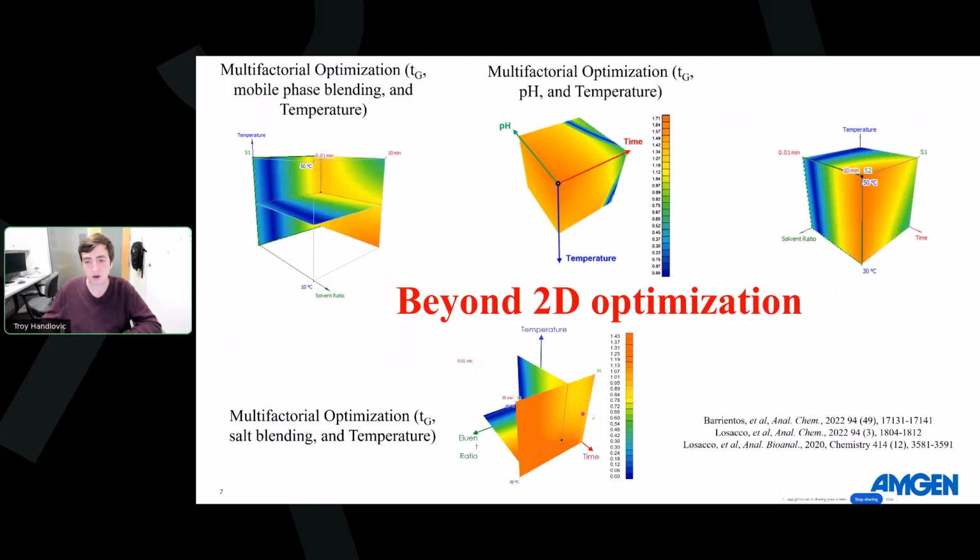You can go past 2D optimization, so we could add temperature, time, and pH, for example, or temperature, time, and solvent ratios. This requires more than those 9 experiments, but it does allow you to do simultaneous optimization of multiple parameters. And if you're interested in that, our group lead Imad and his co-authors have several publications on that that are shown down here in the bottom. But we'll stick to temperature and time for today, or temperature and isocratic composition.